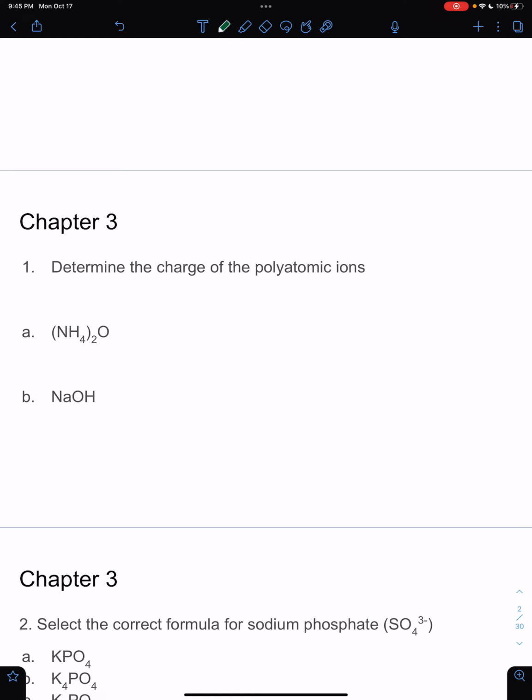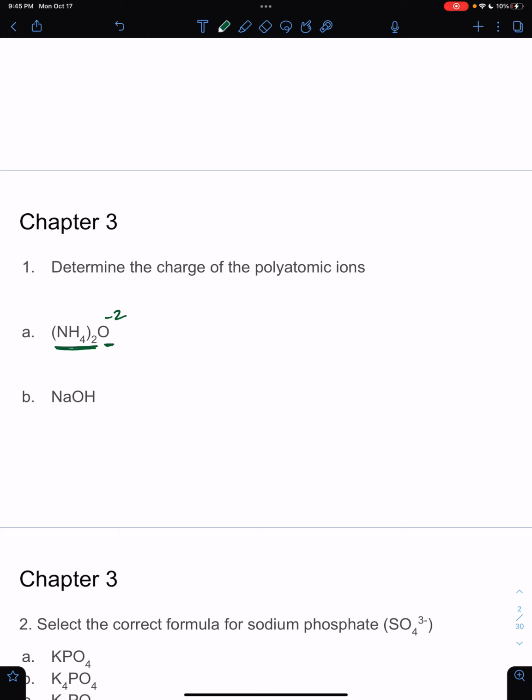So in each of these compounds, we're gonna look for the polyatomic ions and try to decide the charge. So in this first one, you can see the polyatomic ion ammonia, and it's attached to an oxygen. So all we need to do is determine the charge of the thing that it's attached to first. So oxygen, we know, has a charge of -2 based on its position on the periodic table, right?